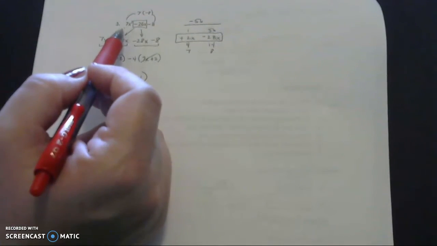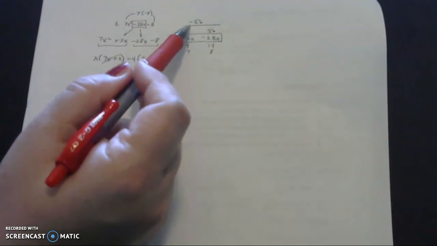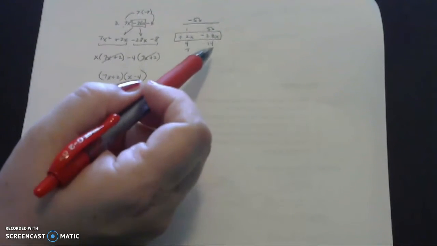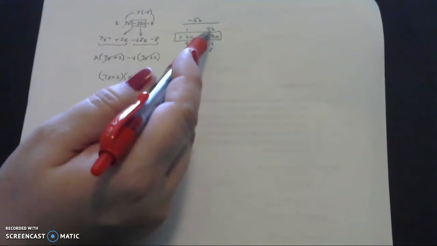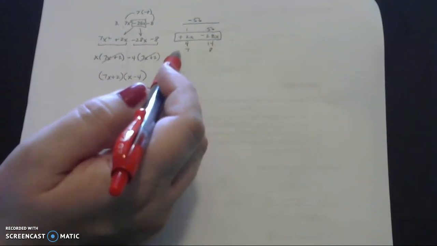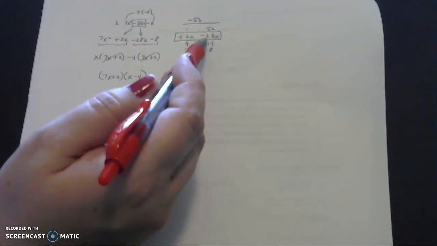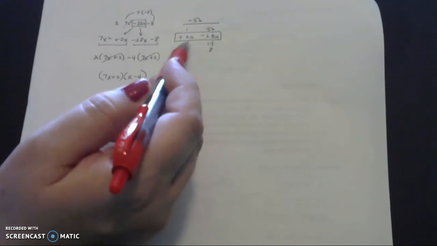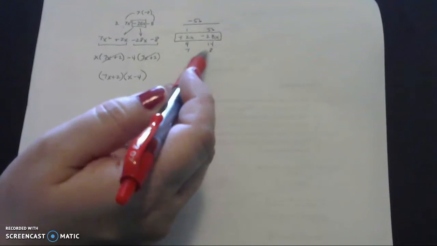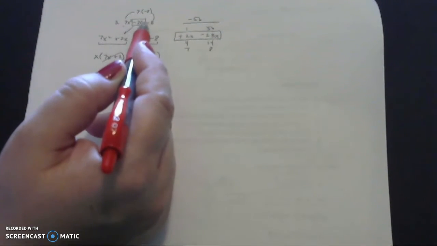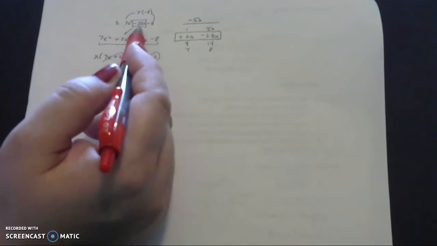So we're looking for negative 56. Factors of negative 56 would be either 1 and negative 56 or negative 1 and 56, 2 and negative 28, or negative 2 and positive 28, vice versa. Okay, so 4, 14, 7, and 8. So we want them to differ by 26.